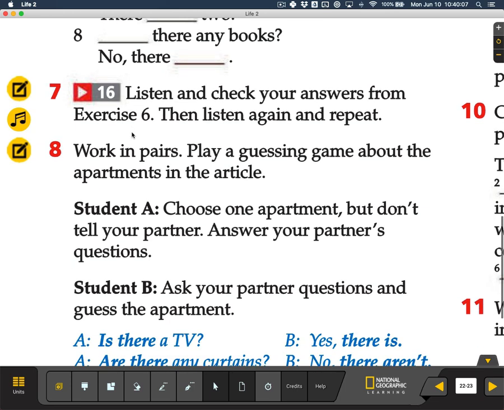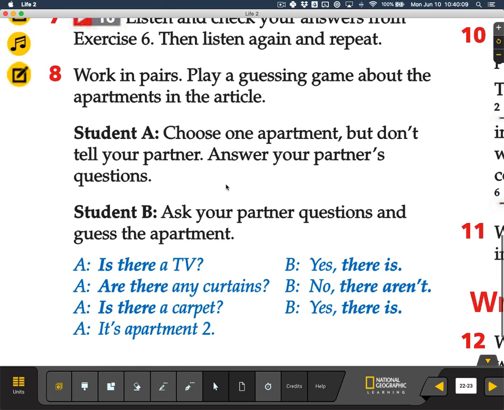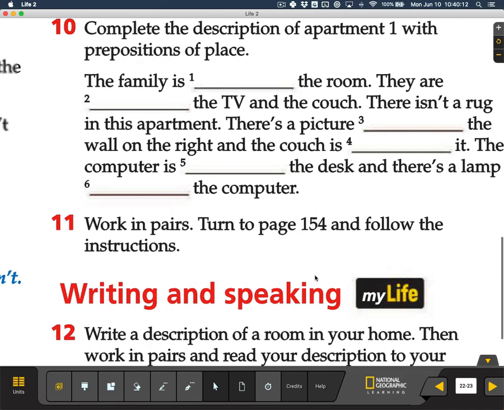I'm not sure what that is. Okay. About the apartment in the circle. Okay, good. No, we're skipping that one.